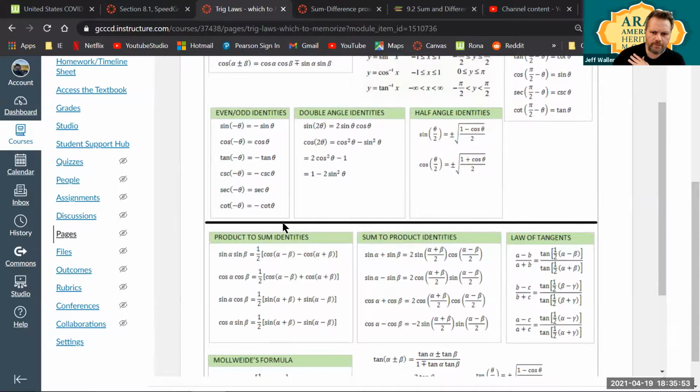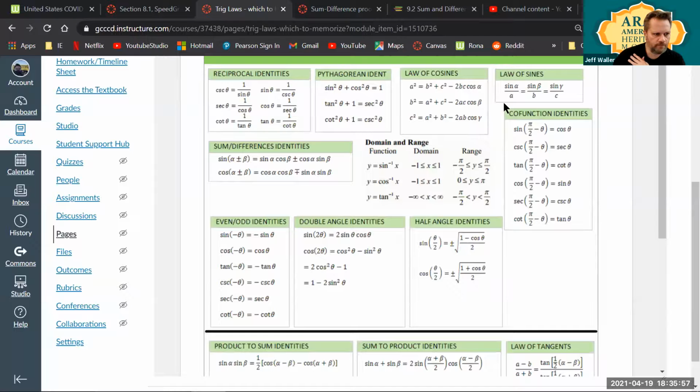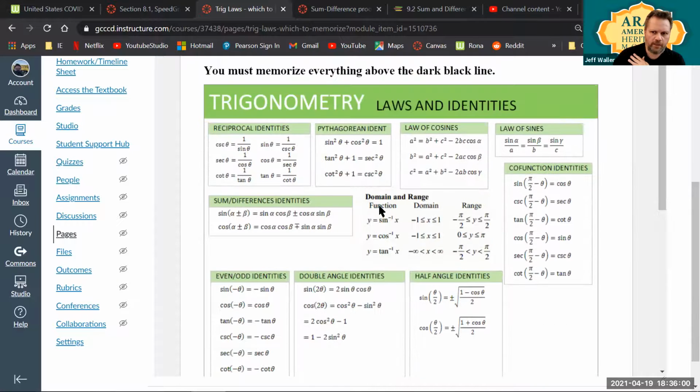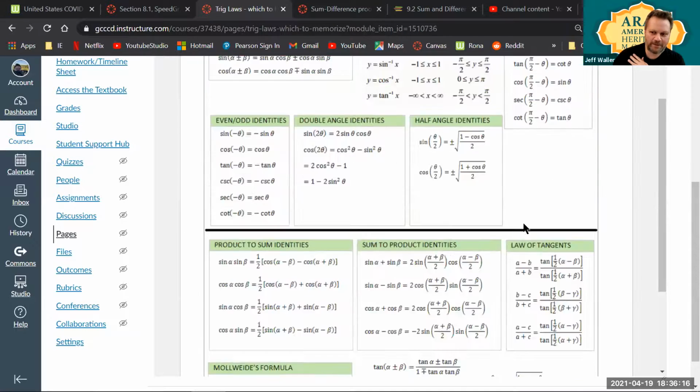Everything above this black line, you must memorize. Every calculus teacher will expect you to know all of these things when you enter calculus. Do you understand? If you go to calculus after passing my class and you don't know something up here, you... All right. So you must memorize all this.